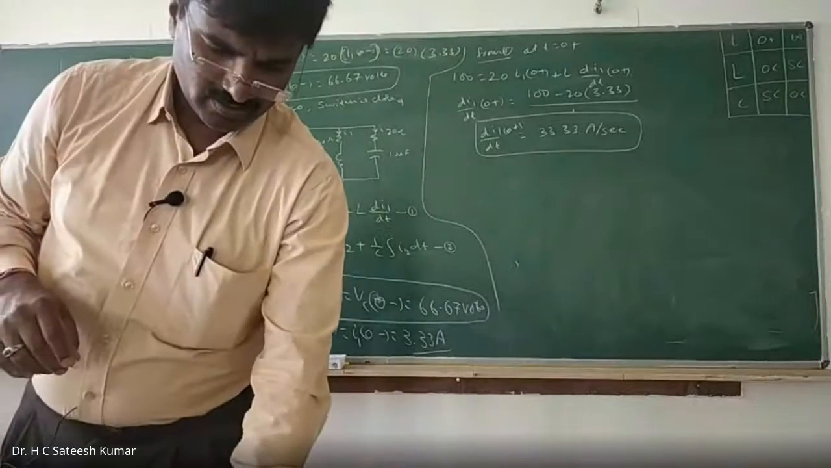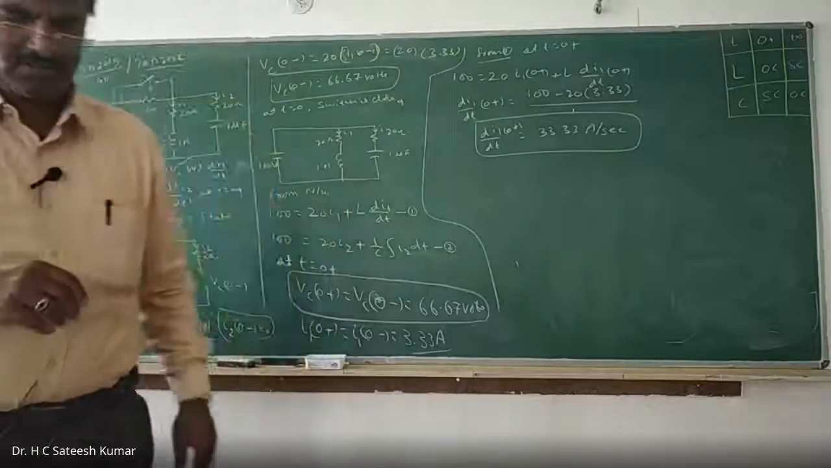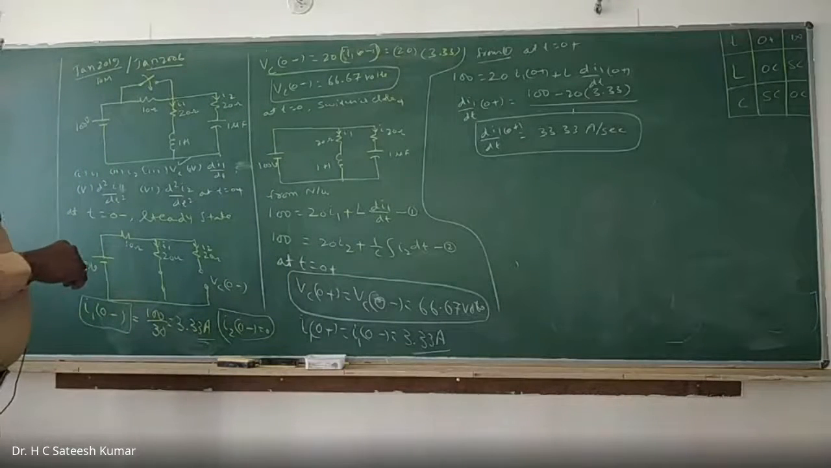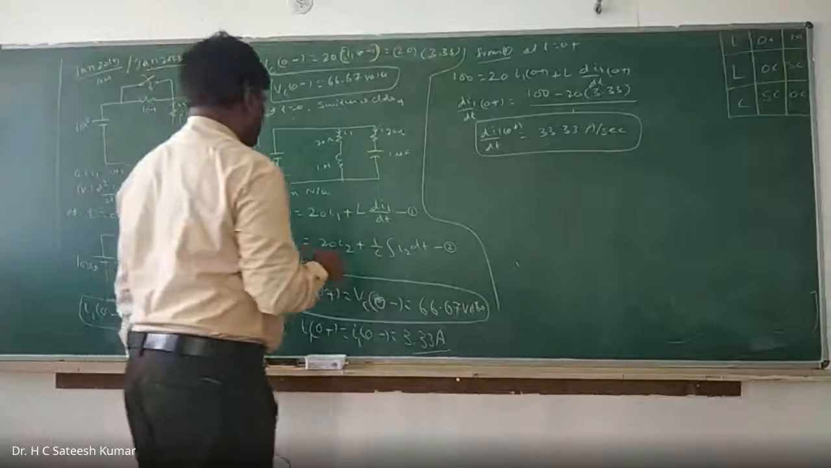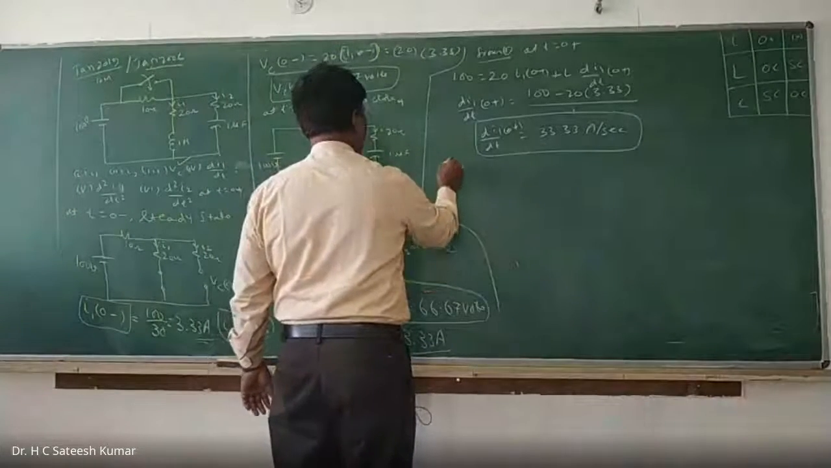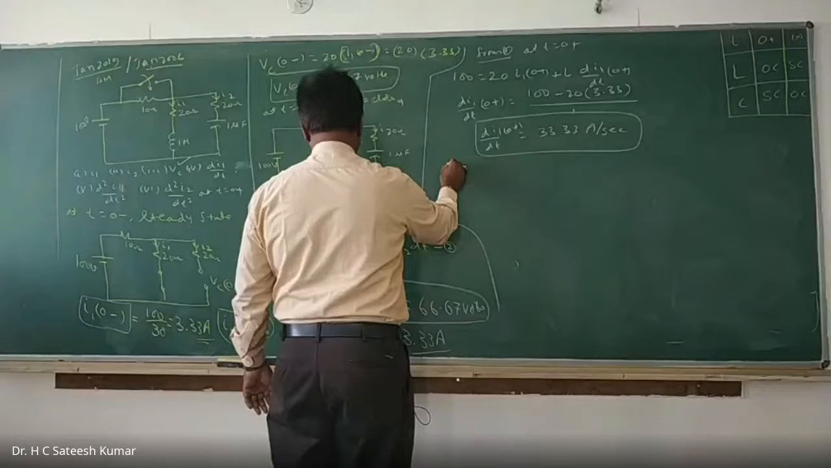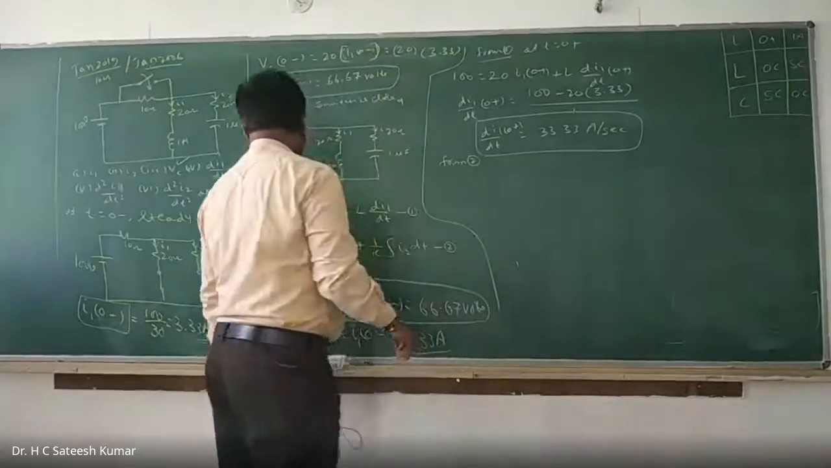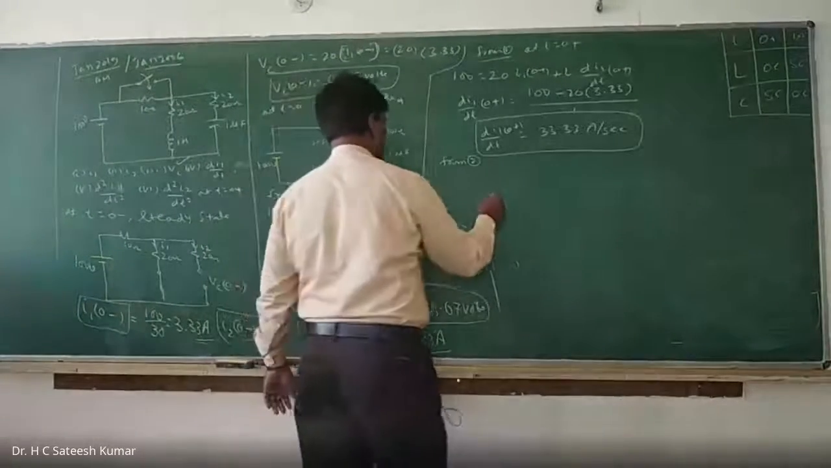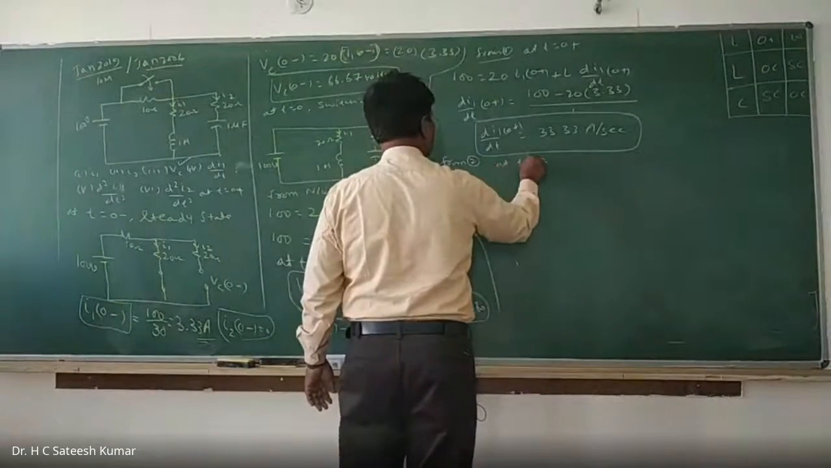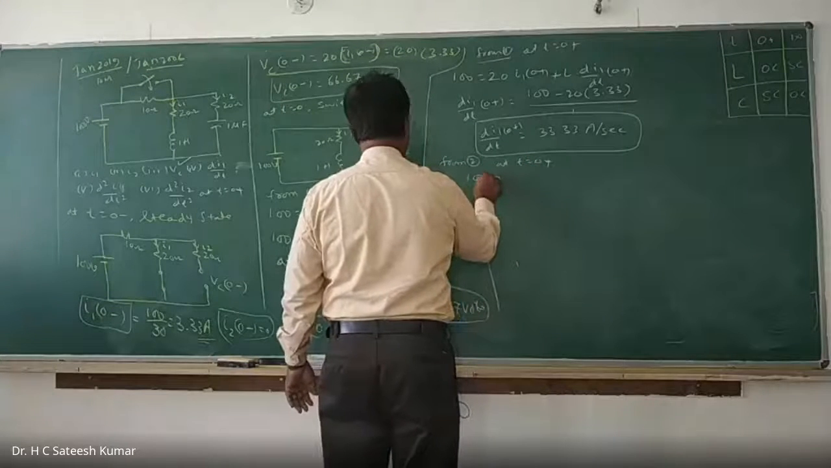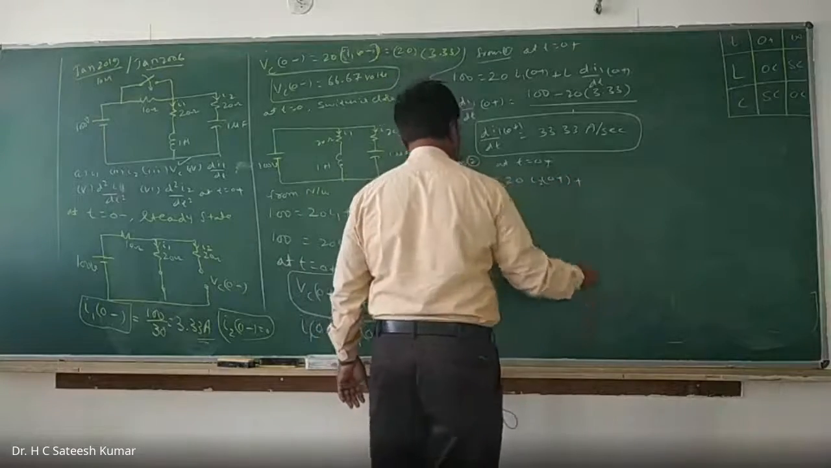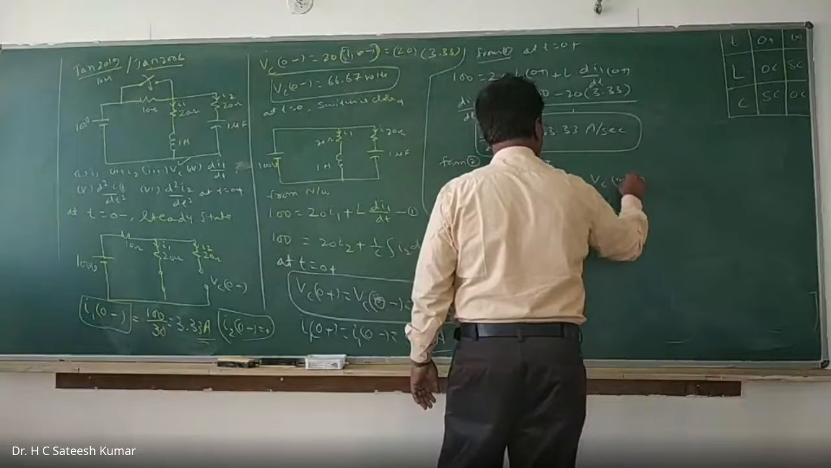Okay, right. Now, what about I2(0+)? From equation 2, we know Vc(0+), right? At t is equal to 0 plus, 100 is equal to 20 into I2(0+) plus Vc(0+).